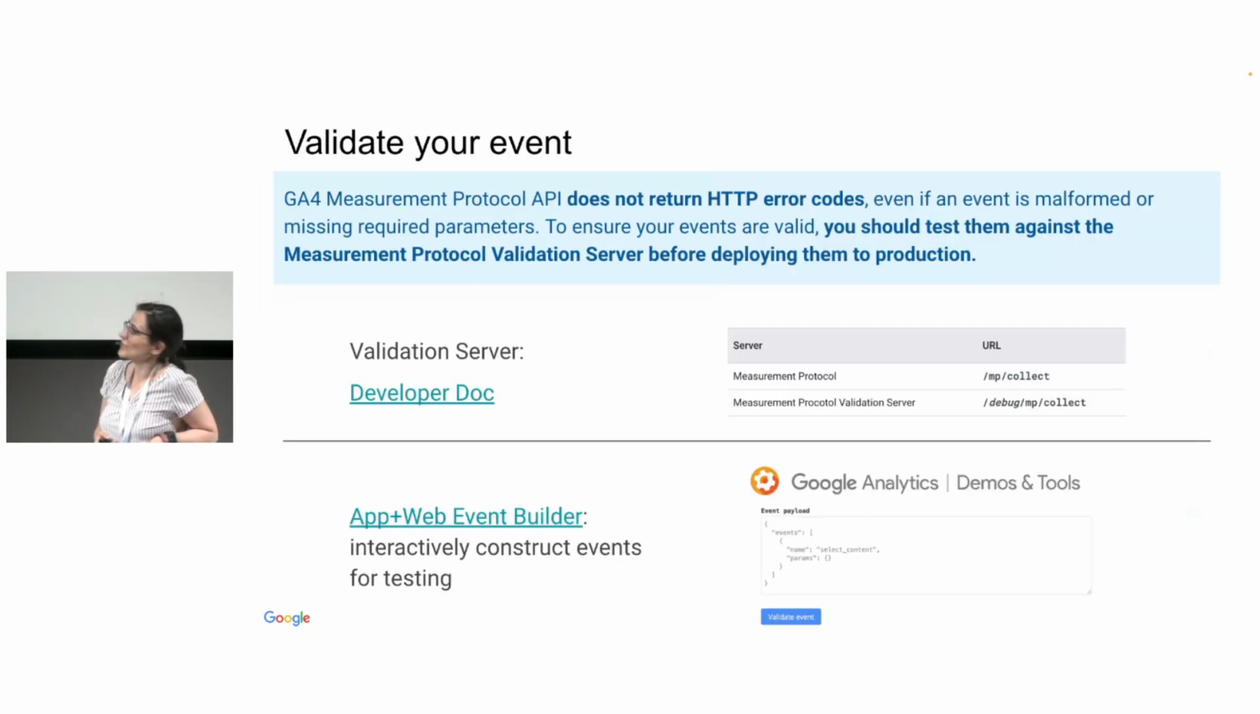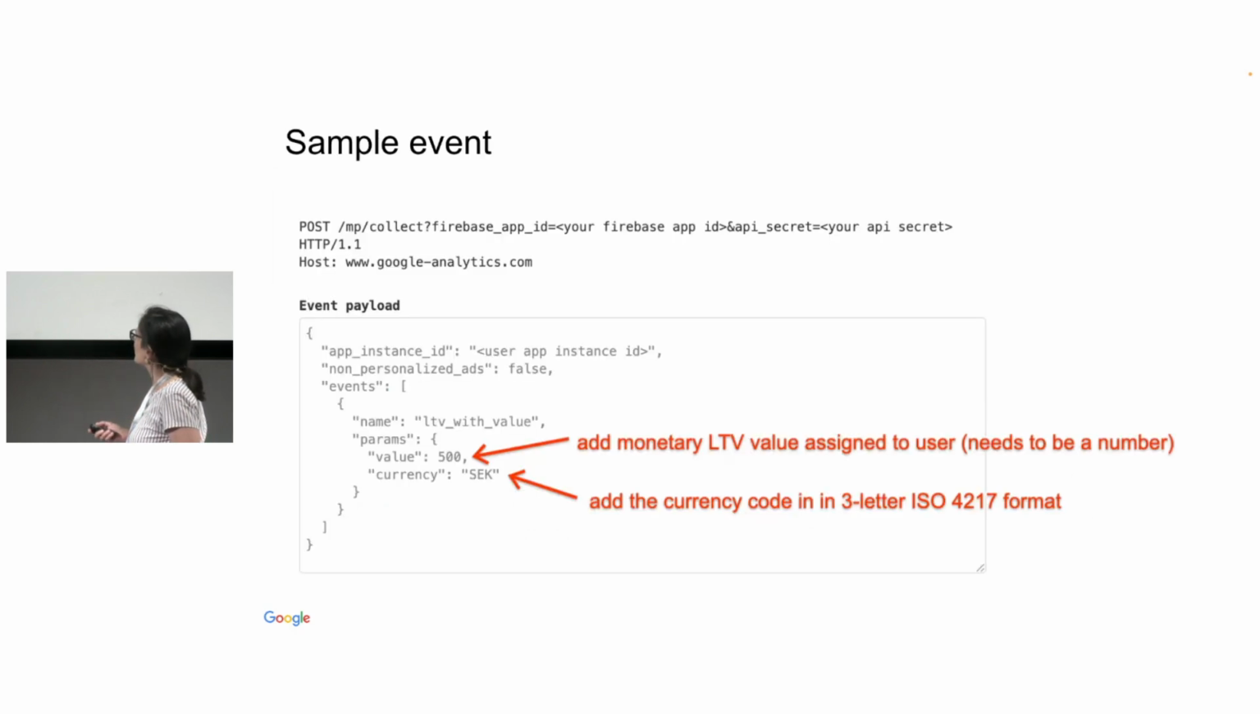Okay. So don't start sending events to the measurement protocol API immediately before validating them. Validation is done on the validation server. The validation server has a special URL, and the reason is that the actual production API, to which you'll later be sending the data when all is good, does not return error codes. So even if the data is not being passed correctly, you will not know it. It will just not appear in GA4. So always validate on the validation server, and then when all is good, send it to the normal measurement protocol. We also have an event builder there that can be useful.